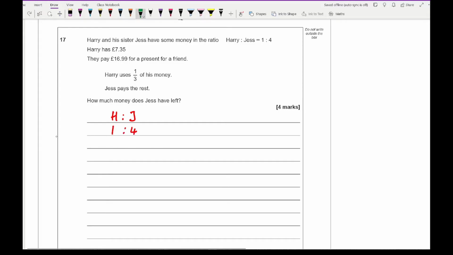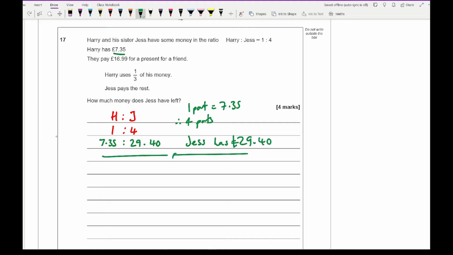Now in the question it says that Harry has £7.35. So that means that 1 part equals £7.35. So 4 parts is going to be 4 times £7.35, which is £29.40. So that's how much Jess has. So Jess has £29.40. I'm going to shelve that for now.